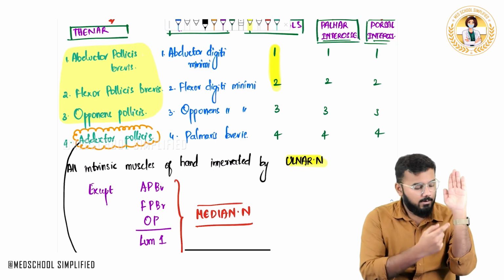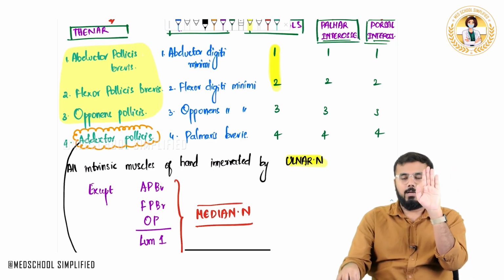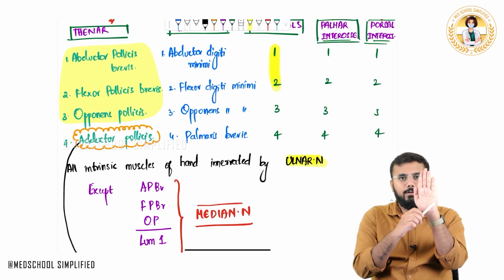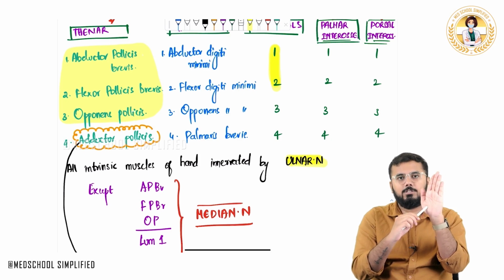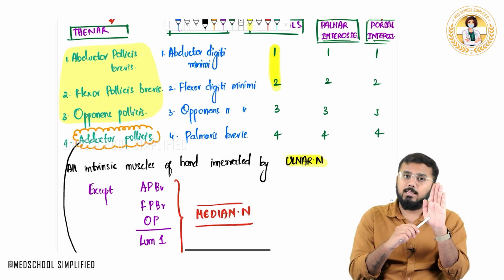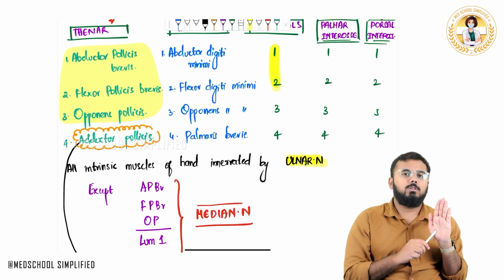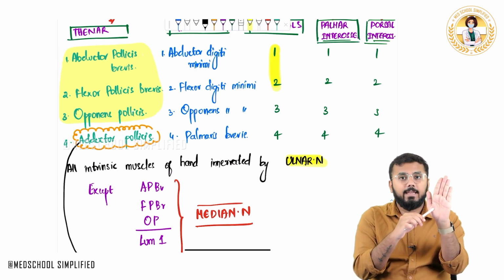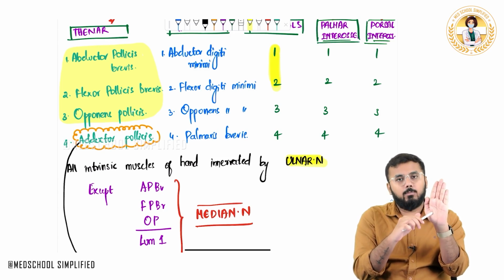Now where is your ulnar nerve? This is how your ulnar nerve will pass. The ulnar nerve will enter into the palm, make a U-turn and finally end in the thenar region. Why is the ulnar nerve ending in the thenar region? Because the ulnar nerve has to supply one muscle in the thenar region. What is that? Adductor pollicis. So the ulnar nerve travels all the way and finally ends in the adductor pollicis muscle.